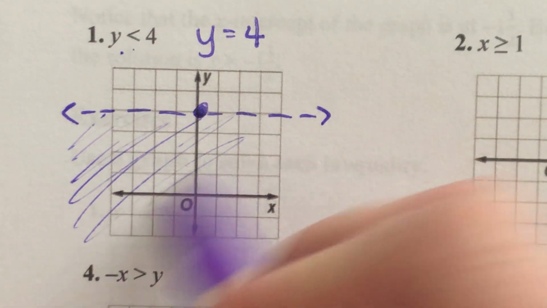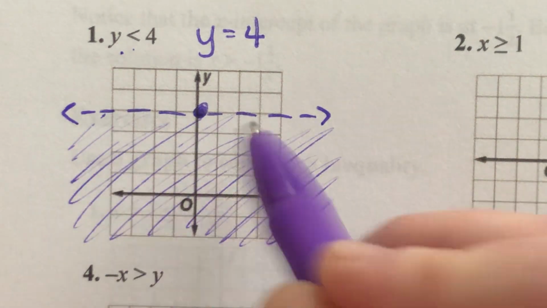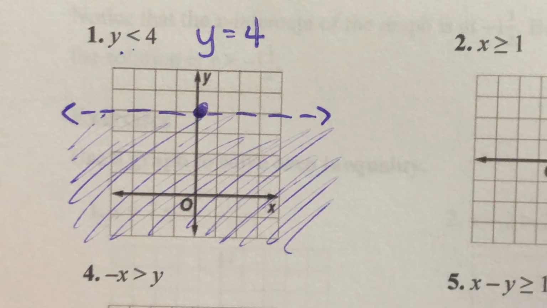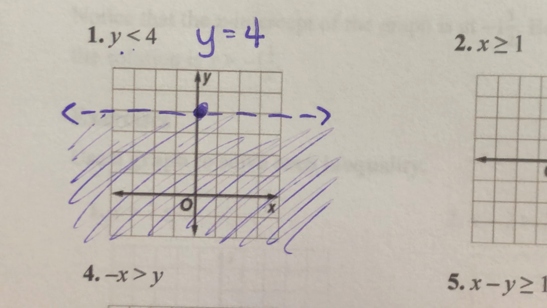The shaded part is less than my line. So all of this, I shade. Everything, everywhere, not just a little bit. I have to shade my entire graph underneath this dotted line. So any point on the dotted line is not included in my answer, right? Any point below the dotted line is.